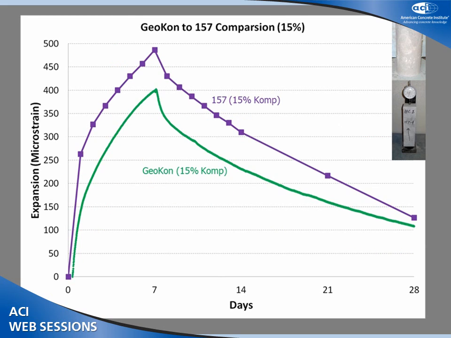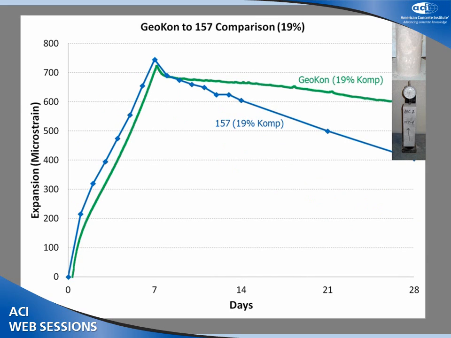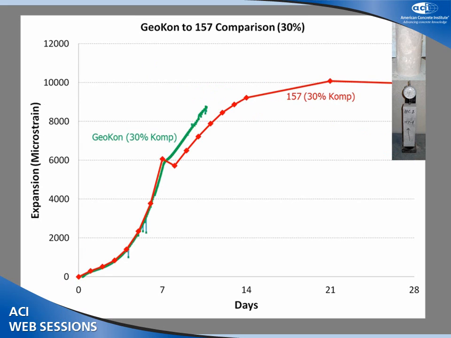And here is shown a comparison of the geocon unit to the 157 bar. 157 bar is shown in purple. These two forms of instrumentation show the same general expansion trend and shrinkage. Also shown here, comparison for a 19% component, almost identical trend on the expansion, although it's interesting to note that the geocon unit shows a less aggressive shrinkage trend after wet cure is terminated in 7 days. And a comparison for the 30% component.